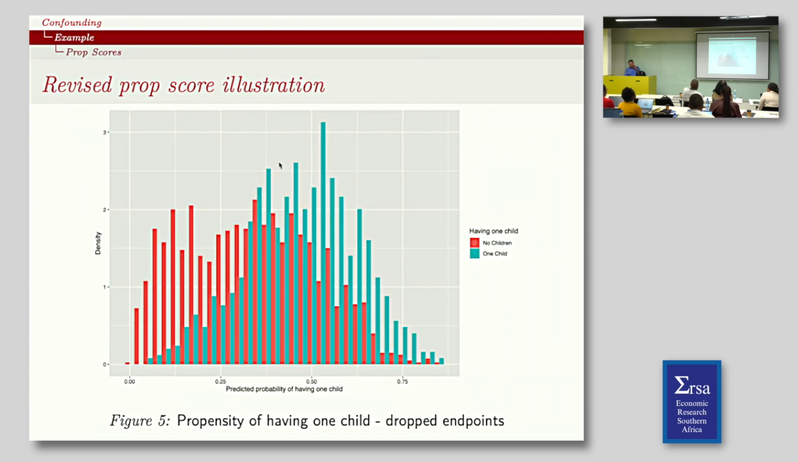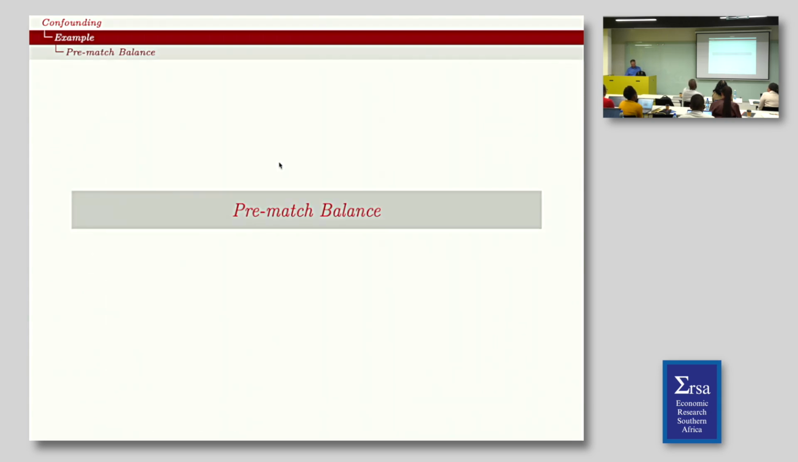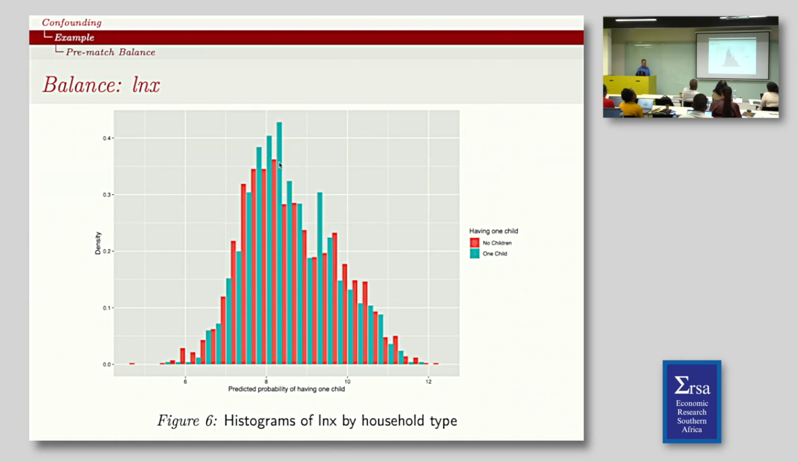Okay. Oh, I do actually throw some of these out. So let's look at the balance. This is again before matching. This is log expenditure across the two types of households. Right? Not much difference. It's not about overlap here because I'm not looking at propensity scores, but it says that they're really quite similar, right? So the pre-match balance when it comes to log expenditure isn't very different, okay? We saw that earlier on the descriptive stats table.